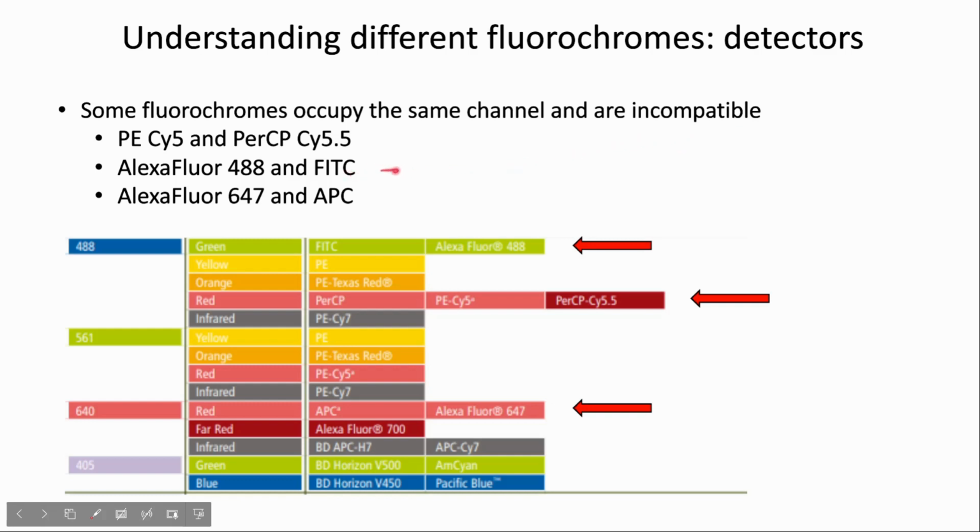FITC and Alexa Fluor 488 both occupy the same channel and would therefore be incompatible in an experiment on our Cytoflex instruments. Similarly, PerCP, PE Cy5, and PerCP Cy5.5, again, all emit light within the same approximate range and would be incompatible if placed within the same experiment. APC and Alexa Fluor 647, again, are examples in the red channel which occupy the same channel. It is important for users to understand what fluorochromes they're using and which channels are available and compatible on the instruments that we have.